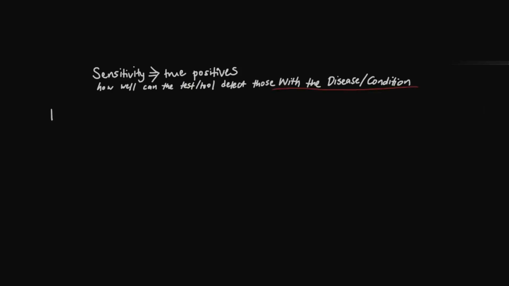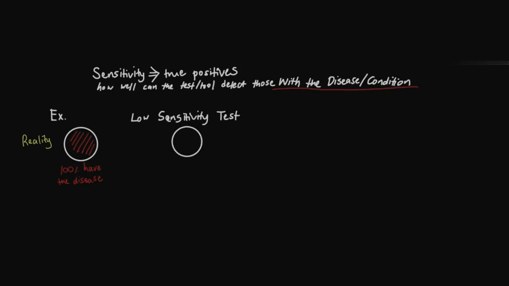Let's say you have 100 people that have strep throat, and you develop a test to detect whether or not a person has strep throat, and you administer this test to all 100 people. If your test isn't that sensitive, what's going to happen is of the 100 people that you tested, a small number are going to test positive. So let's say of the 100 people that you tested, 25% or 25 individuals test positive. Your sensitivity is going to be 25%.